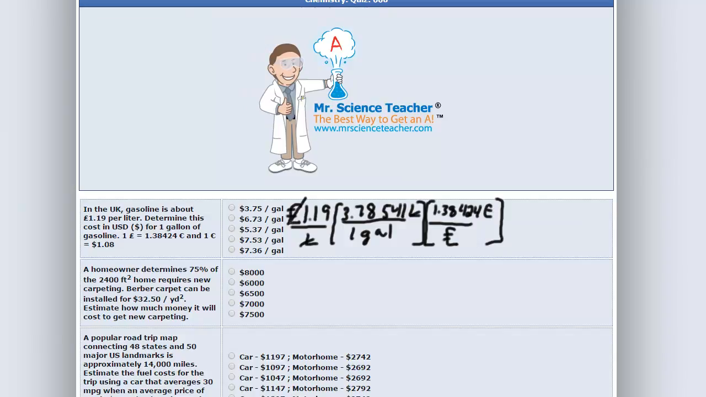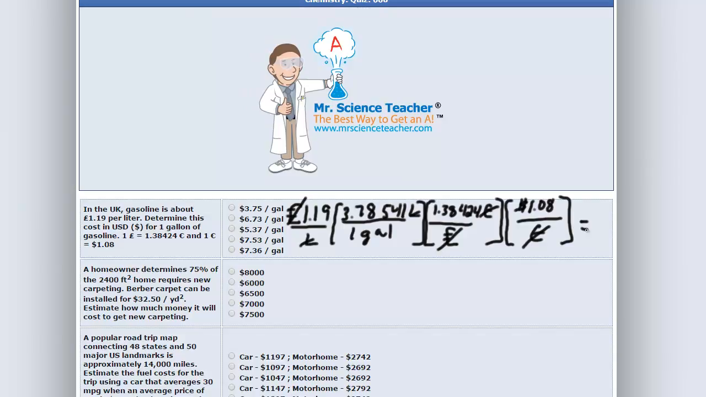So the British pound will drop out. And now we have the amount of euros per gallon. And now we have to multiply this by 1.08 because there's $1.08 for every euro. And then the euros would drop out. And so now we'll get dollars per gallon. So let's just calculate that out real quick.